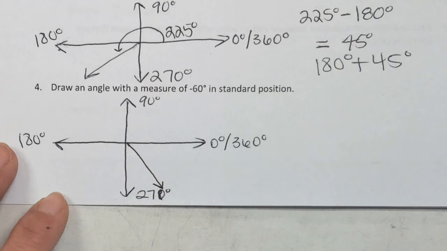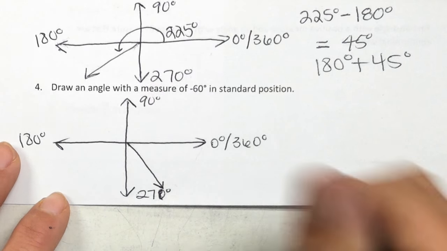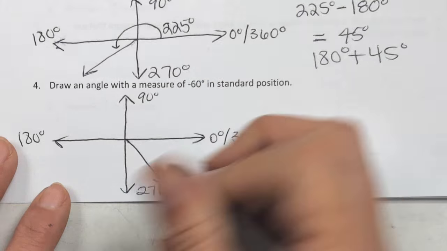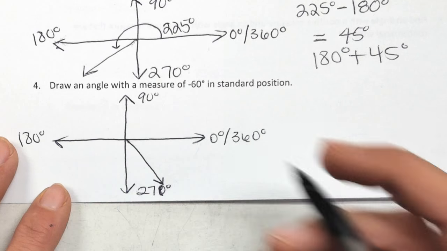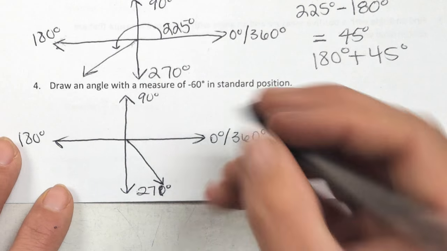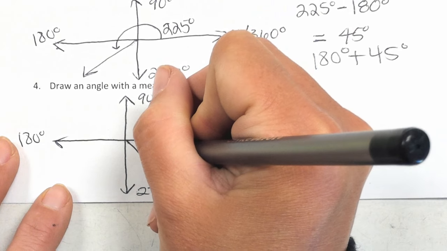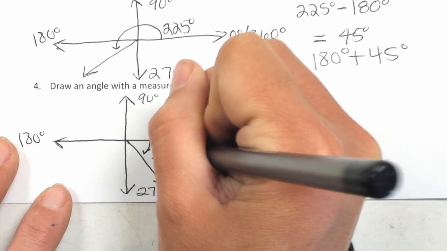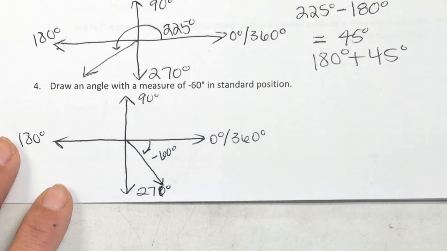Again, we don't have protractors, so as long as it's close to that angle and not something crazy like way over here, you will get it correct on your test. Alright, show that we came from 0 and went clockwise and that this is negative 60 degrees. Alright, questions about these?